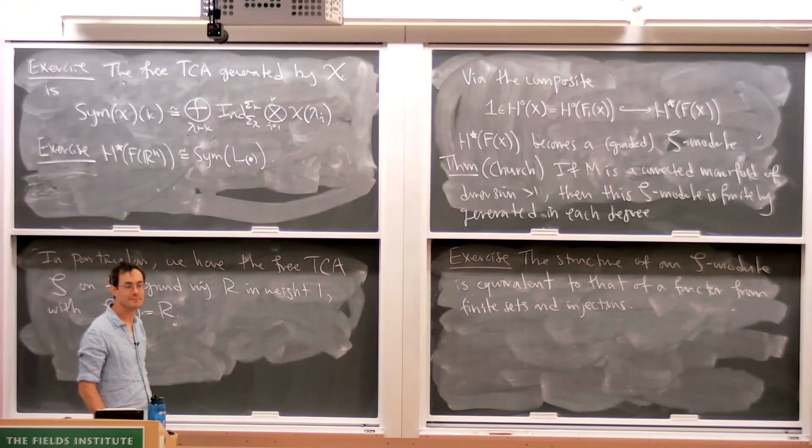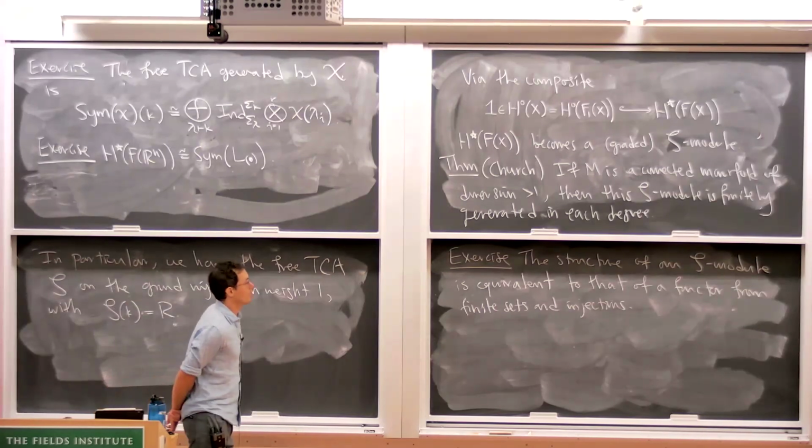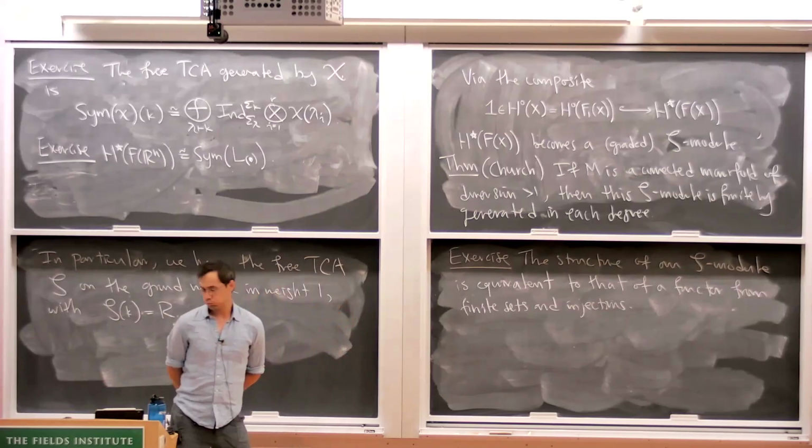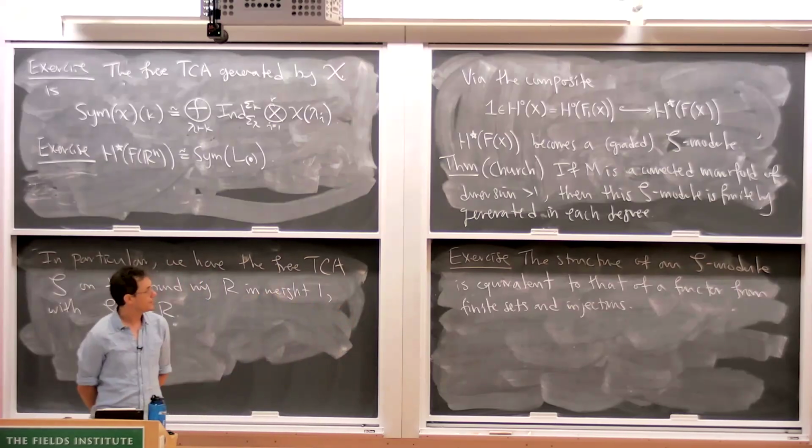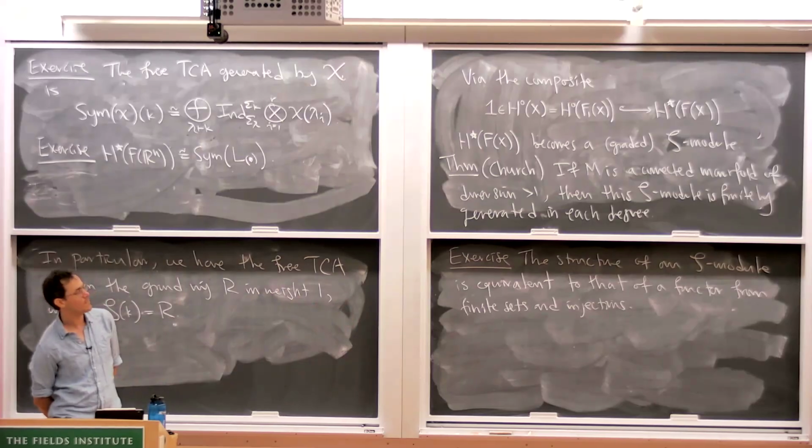Do you know any other class of spaces apart from connected manifolds of dimension at least 2, where you have this theorem of Church? Finite complexes where every point is in the closure of a cell of dimension at least 2 or something? Something like that might be known. I'm not sure. Louis probably knows.